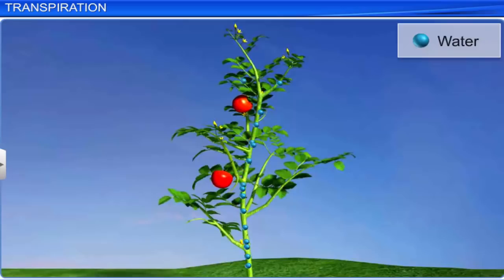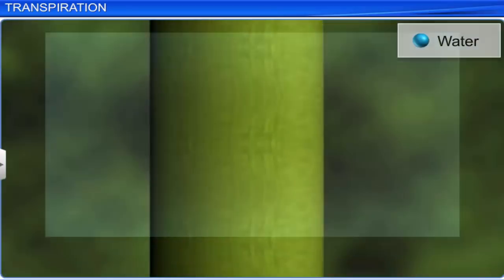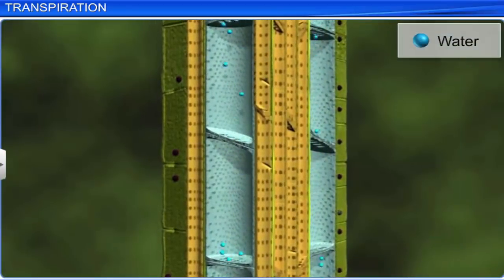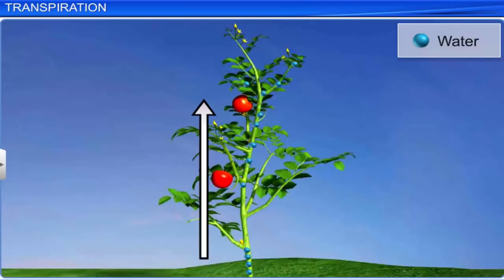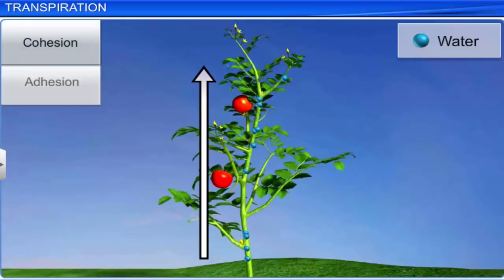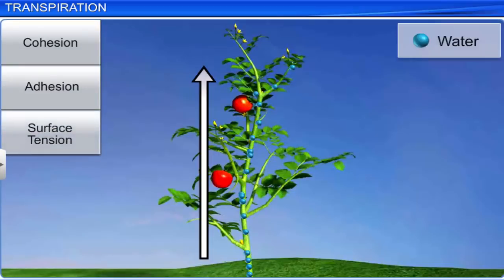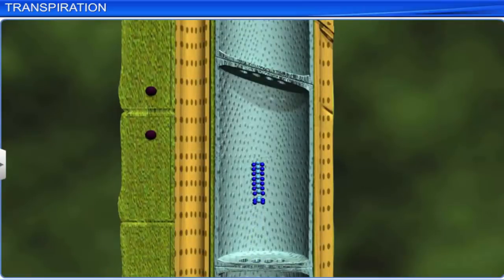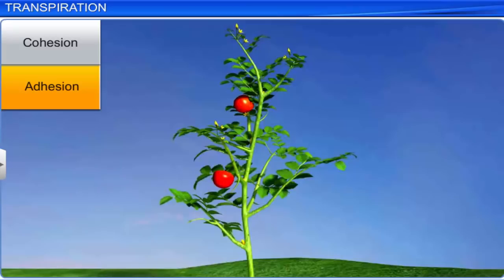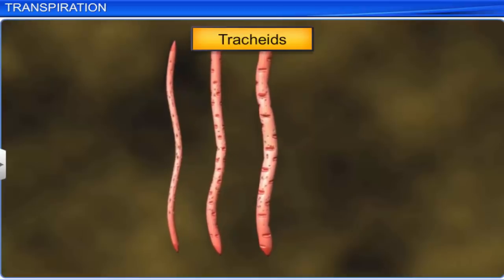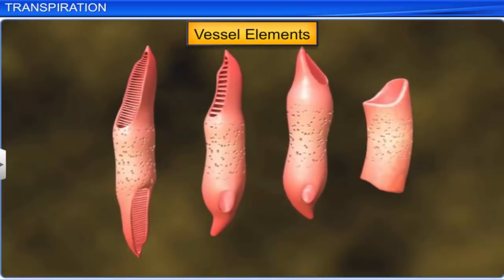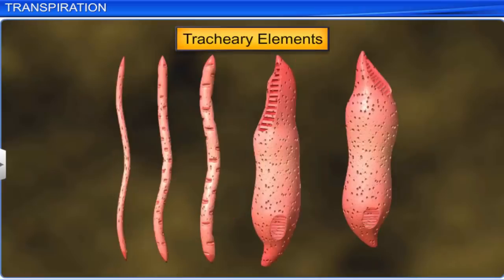Transpiration from stomata causes a pull that causes the upward ascent of water in xylem cells. This transpiration pull is made possible by three physical properties of water: cohesion, adhesion, and surface tension. Cohesion is the mutual attraction between water molecules. Adhesion is the property of water to be attracted to polar surfaces like tracheids and vessel elements, also known as tracheary elements, in a xylem cell.